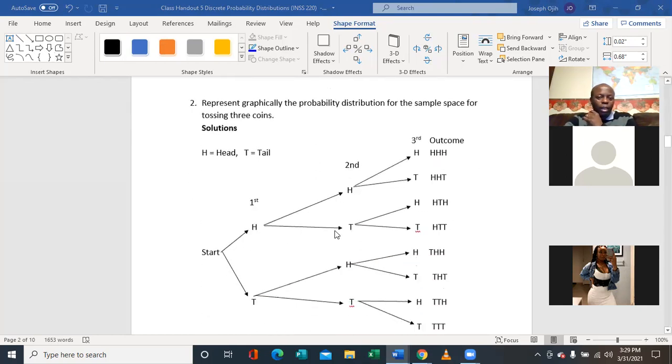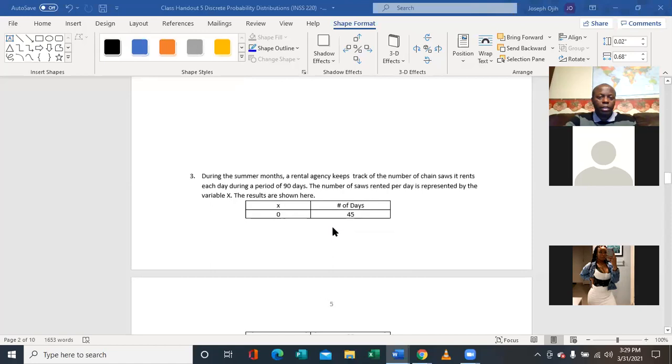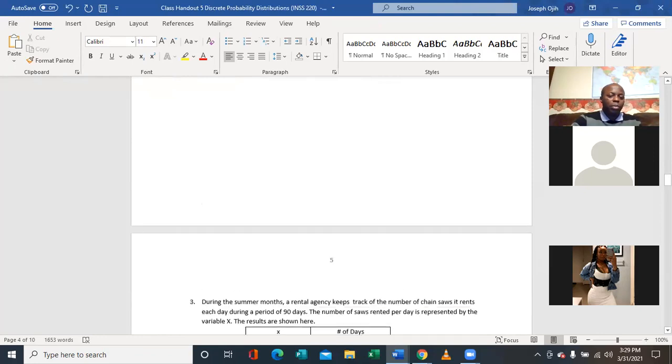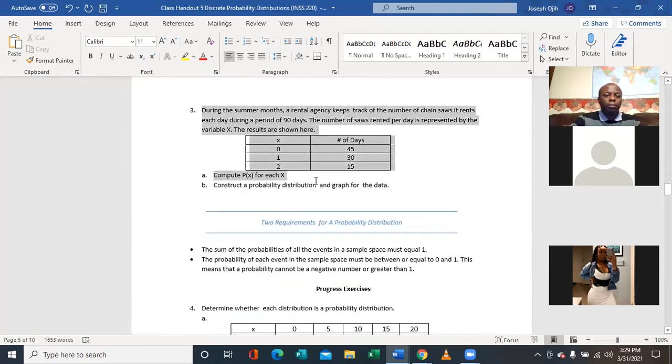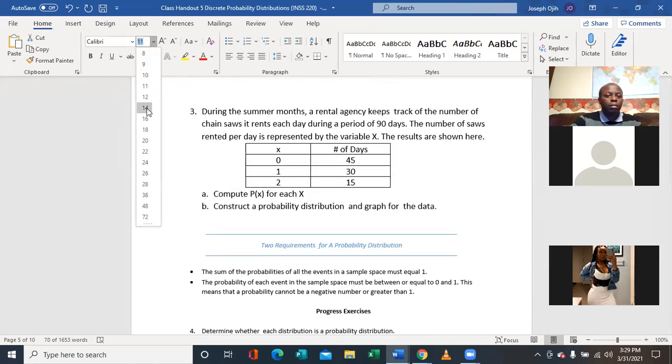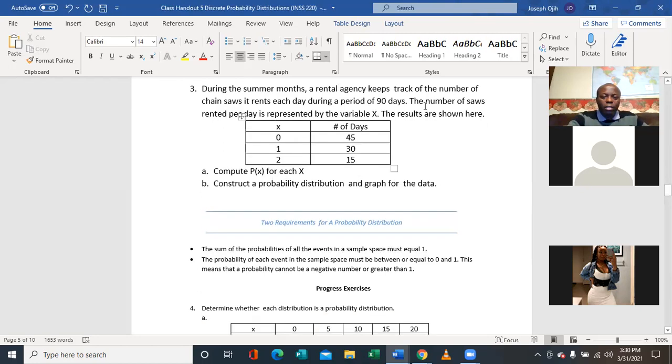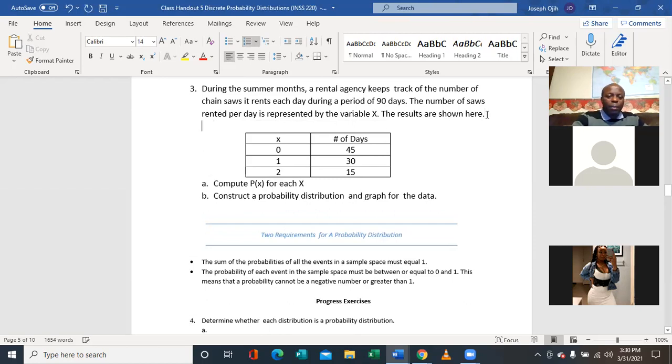Now, the next one we're going to look at is the top question. Let me take you to the next page. The third question says, during the summer month, it's a bit of an application problem. A rental agency keeps track of the number of chainsaws it rents each day during a period of 90 days. The number of saws rented per day during that period is represented by the variable X, and here are the results.